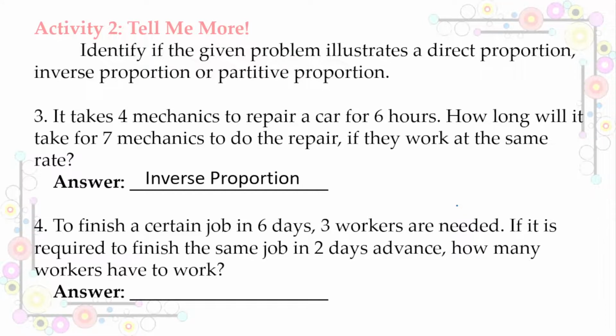Okay? So for number 4, to finish a certain job in 6 days, 3 workers are needed. If it is required to finish the same job 2 days in advance, how many workers have to work? So it's the same as number 3, so we have inverse proportion.